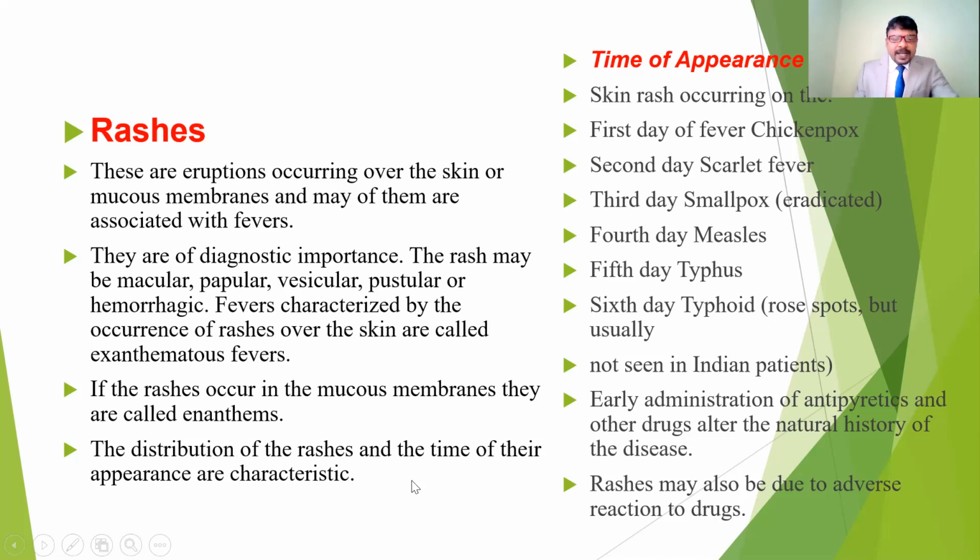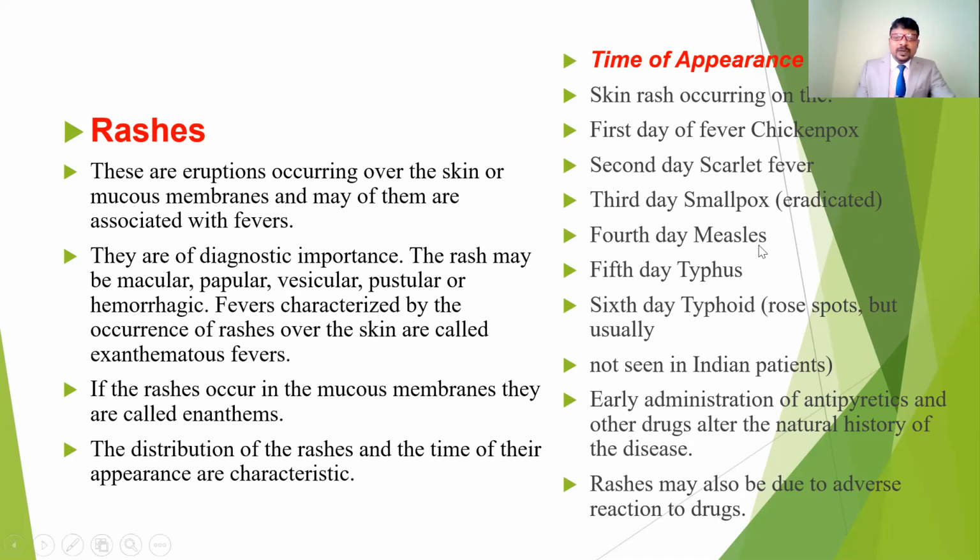The distribution of the rashes and the time of their appearance have different characteristics: when they appear, how the distribution goes, and what the other characteristics of the skin rashes are. If you see here, the first day of the fever: if fever and rashes occur on the first day itself, we can get a clue. It may be because of chickenpox.